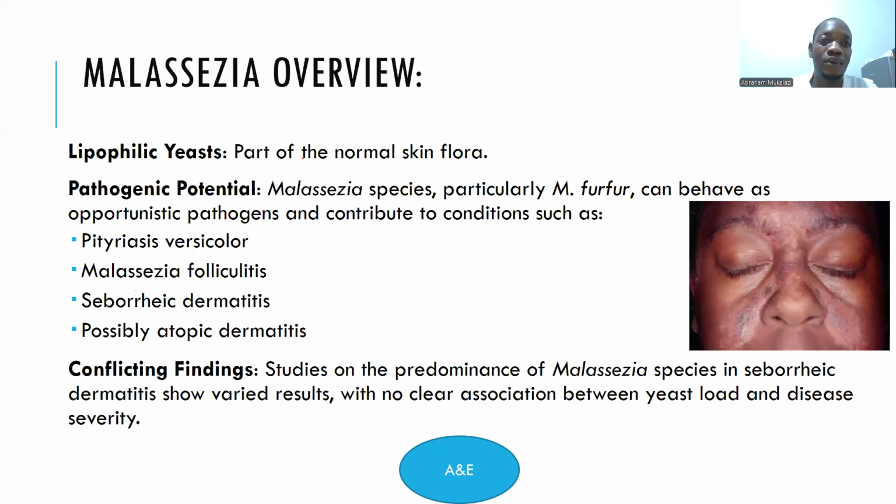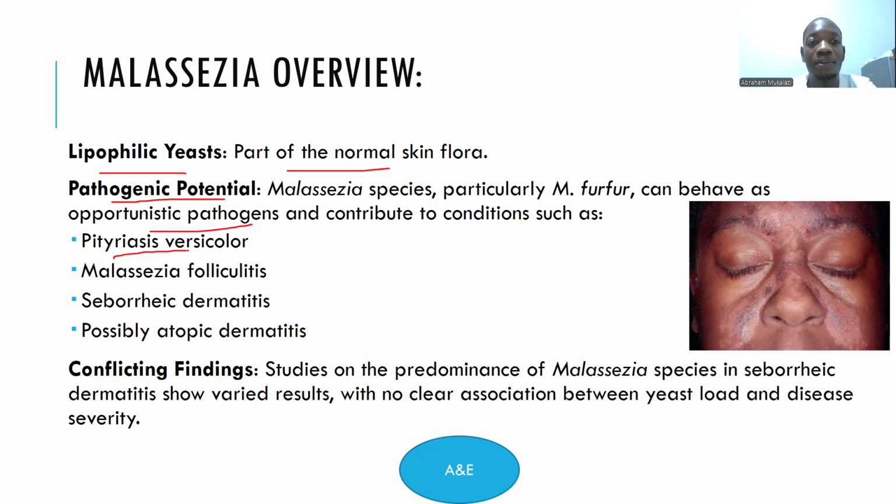So in the overview, if you look at Malassezia, it is a lipophilic yeast, and it is actually part of the normal flora. And oftentimes there's a thinking that it is normal flora, but can become pathogenic for unknown reasons. So it is now called an opportunistic pathogen because it is thought to be driving the process of developing this type of eruption on the face. So it has different varieties.